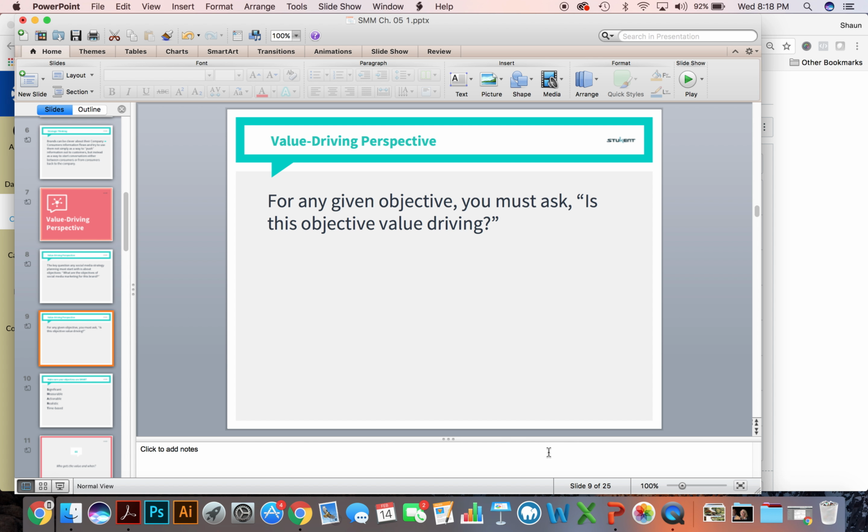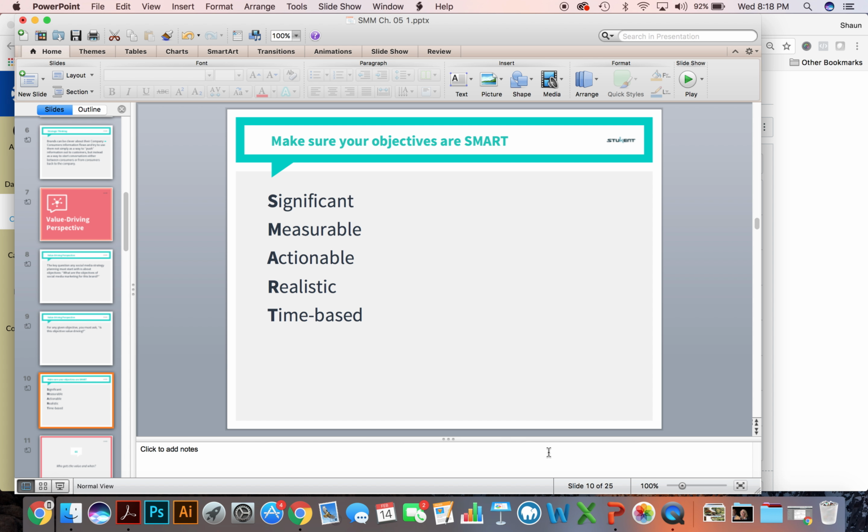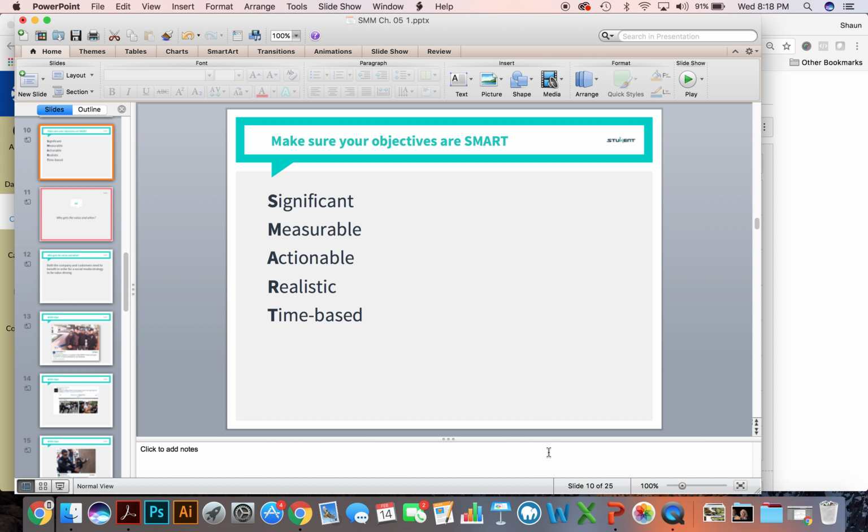For any given objective that you create, you must create SMART goals. And what are SMART goals? SMART goals are significant, measurable, actionable, realistic, and time-based. For example, significant. Is this a significant campaign objective? Is this enough to help move the needle? Simply don't do something just to do it. It's got to help achieve a certain goal or help a certain way.